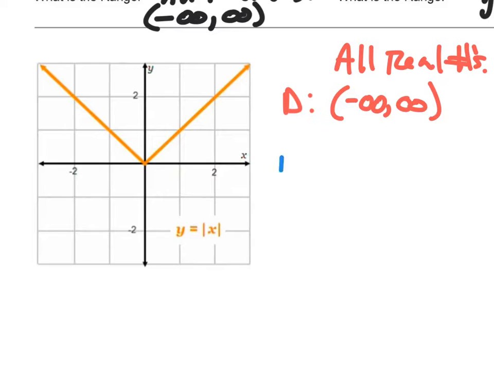What about the range? If we wanted to talk about the range, we see that we don't have negative y values, we have 0, and then we have positive y values. So what we would say is that our range, we know that the y values are greater than or equal to 0. Or you could say it like this: y is greater than or equal to 0. Whichever one you want to say, it doesn't matter. They mean the same thing.